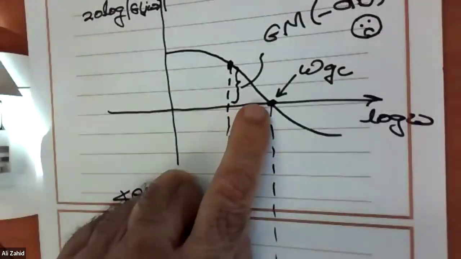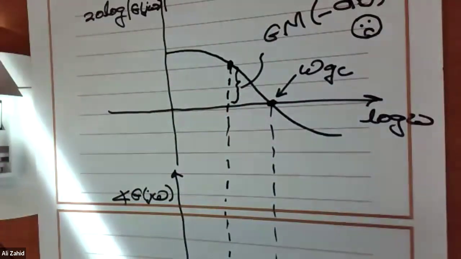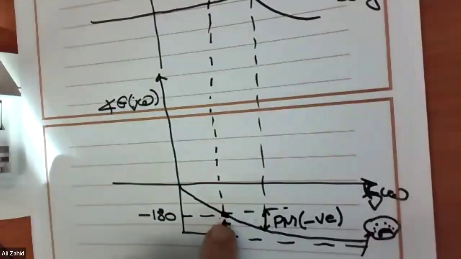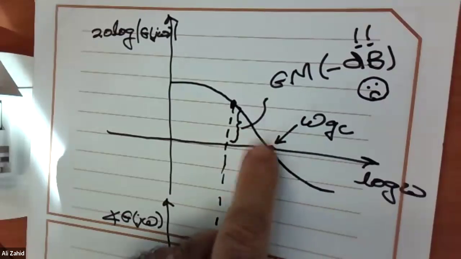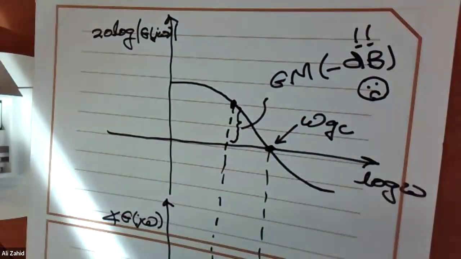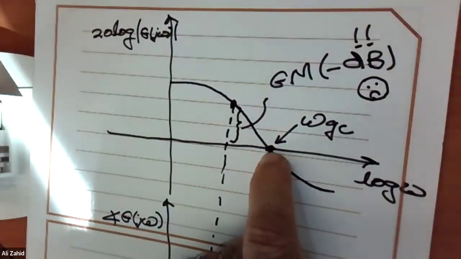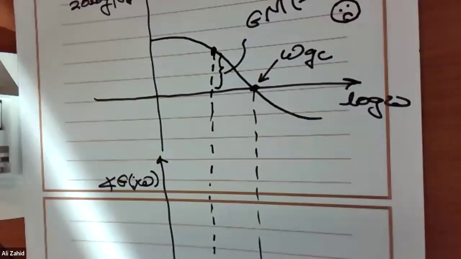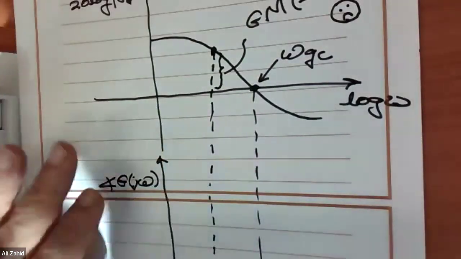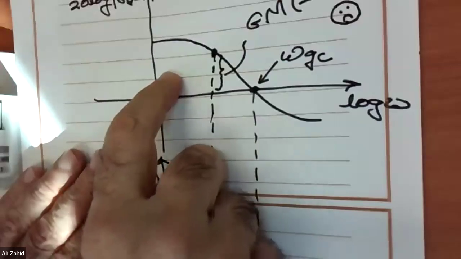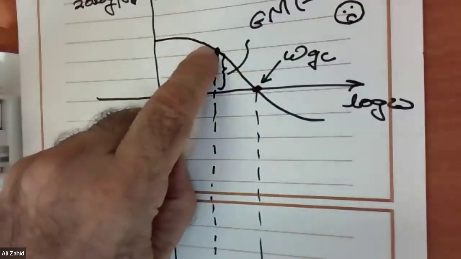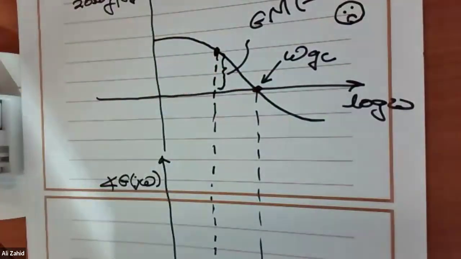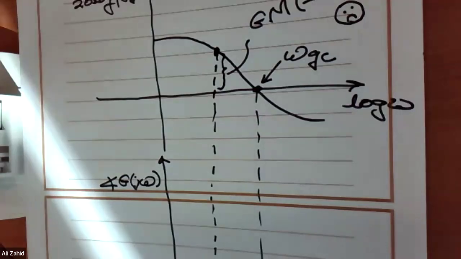Now, let me ask you a question. How do I make sure that this point is to the right of this point? Where do I need to make this point? You need to move it left? Left means this side. Yeah, that is correct. Now, remember, the slope. Every pole gives you how much? Minus 20 dB per decade.